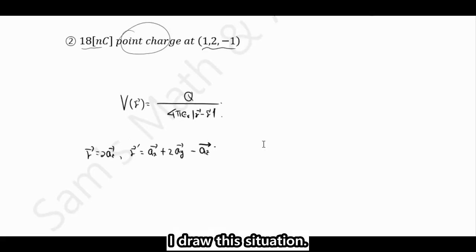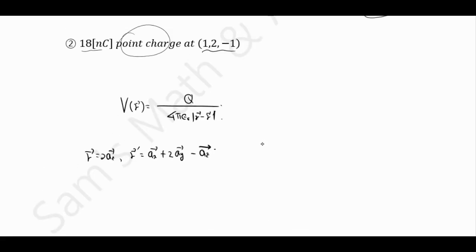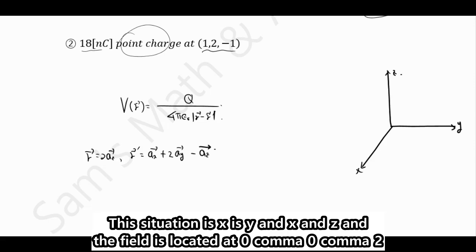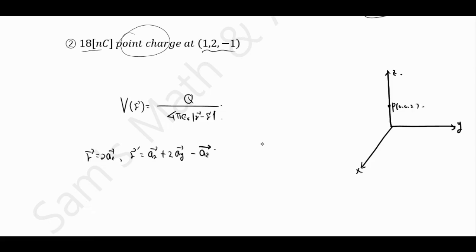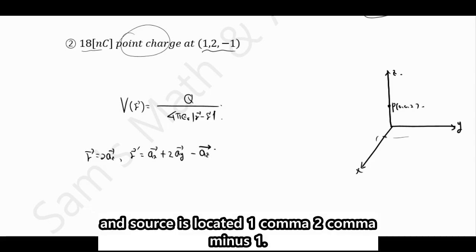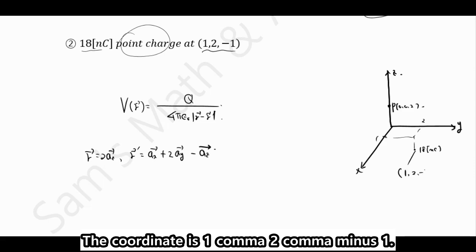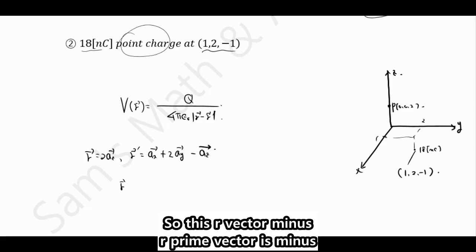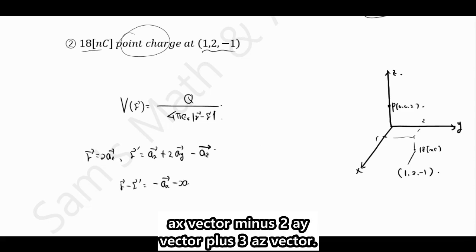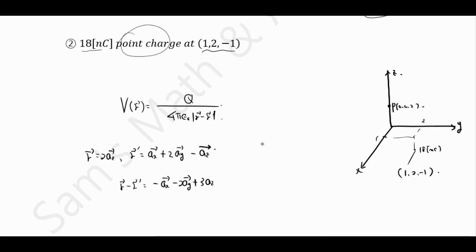So I draw this situation. The situation is there's y and x and z, and the field is located at 0, 0, 2, and the source is located at 1, 2, minus 1. This is 18 nanocoulomb. The coordinate is 1, 2, minus 1. So this r vector minus r prime vector is minus ax vector minus 2 ay vector plus 3 az vector.